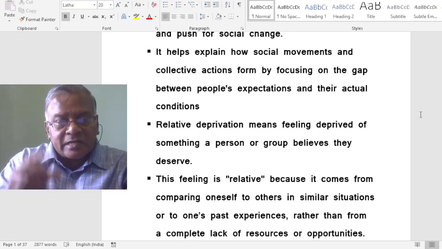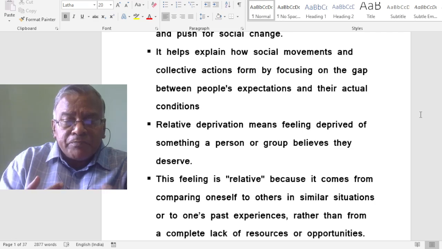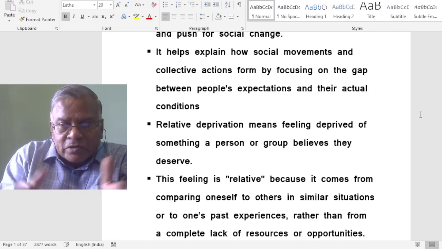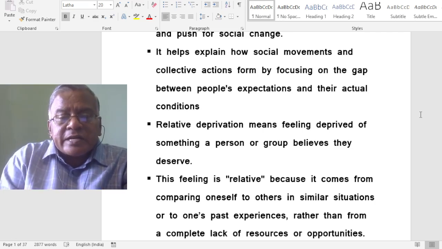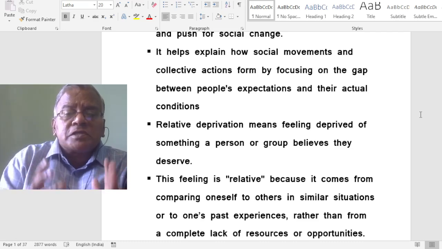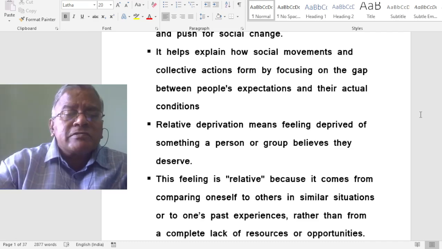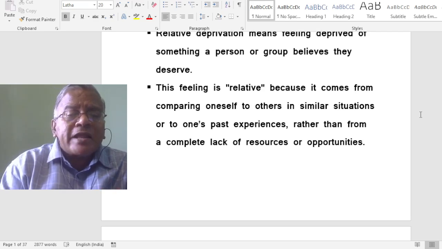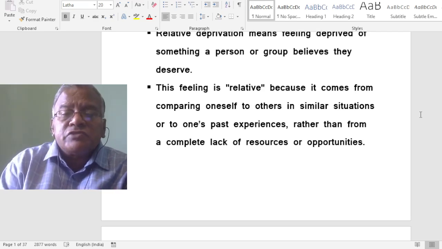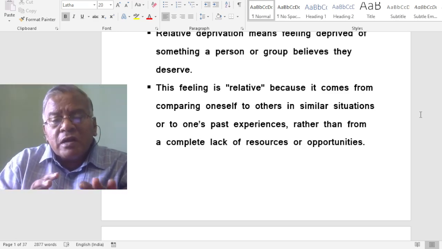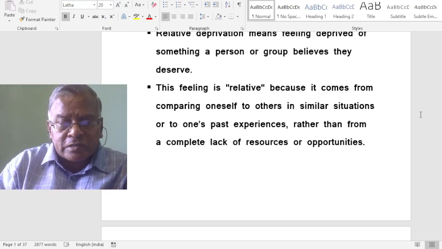That is what I said in the beginning. So some people believe that certain benefits they should be getting, but they are deprived, they are not given due to certain conditions. That is called relative deprivation. So relative deprivation means feeling deprived of something a person or group believes they deserve. This feeling is relative because it comes from comparing oneself to others in similar situations or to one's past experiences rather than from a complete lack of resources or opportunities.